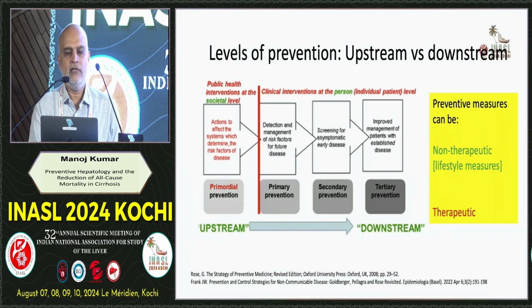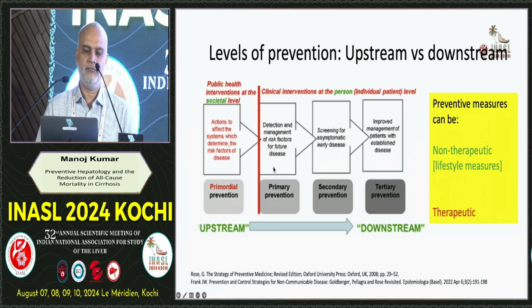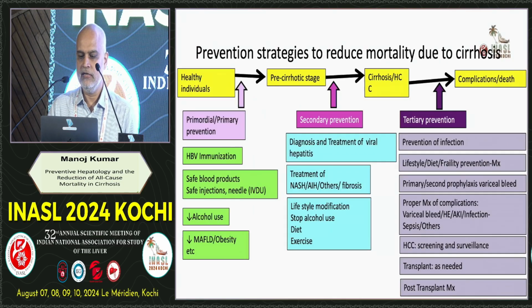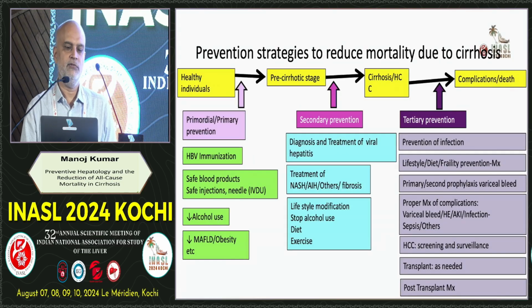So what are the levels of prevention? At the societal level, it is primordial prevention, and other preventive strategies like primary, secondary and tertiary prevention are at the individual level. And overall preventive measures can be non-therapeutic, that is lifestyle measures that are very important, and therapeutic measures can also be taken. This is the overview.